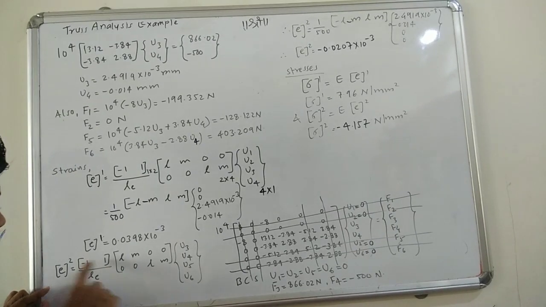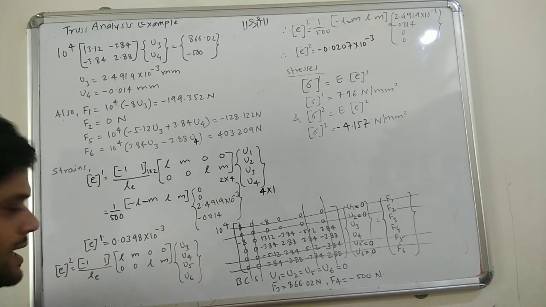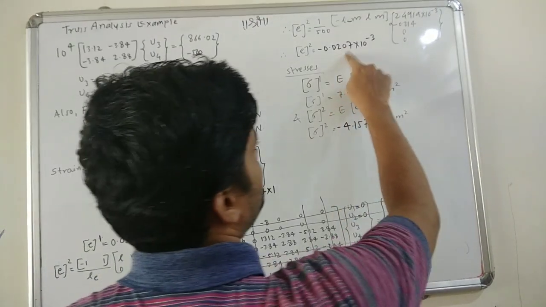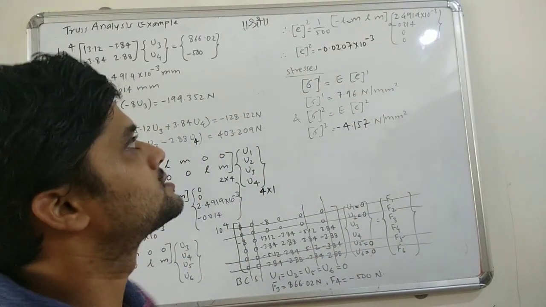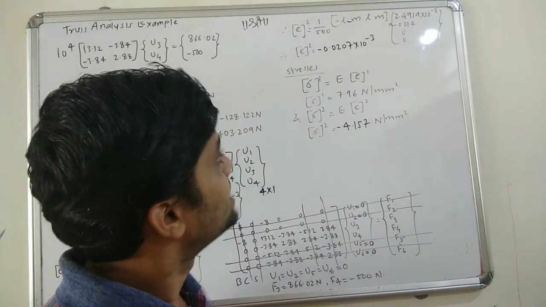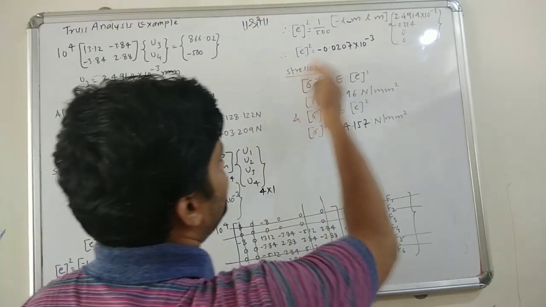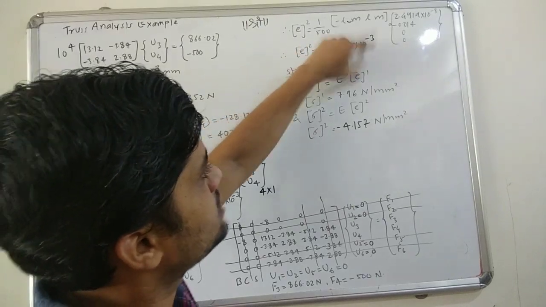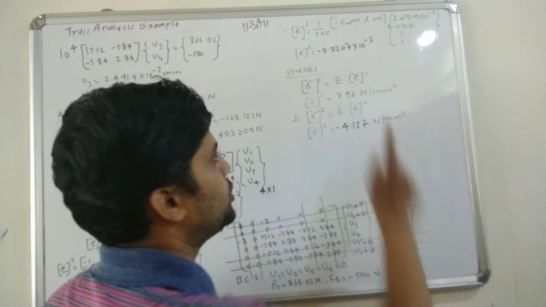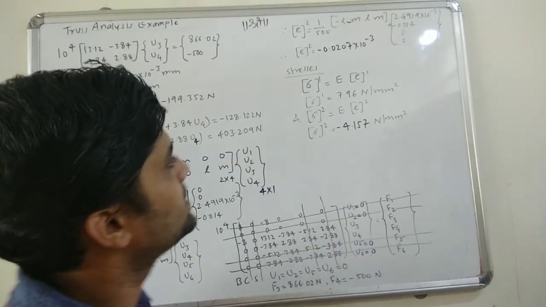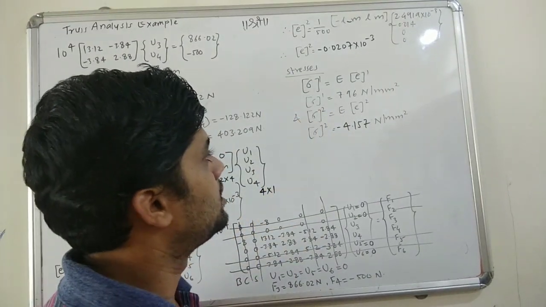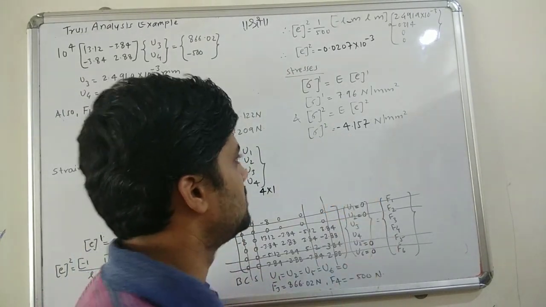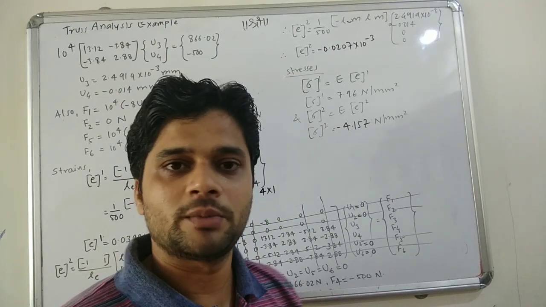Similarly for element 2, I do the same calculation: minus 1, 1 divided by L, the transformation matrix and the DOF matrix for the displacement. Strain in element 2 is minus 0.0207 into 10 raised to minus 3. Then we can directly find the stress values. Stress in element 1 is Young's modulus multiplied by strain, which gives 7.96 megapascal or Newton per millimeter square, and stress in element 2 is Young's modulus multiplied by strain in element 2, which gives minus 4.157 Newton per millimeter square or megapascal.